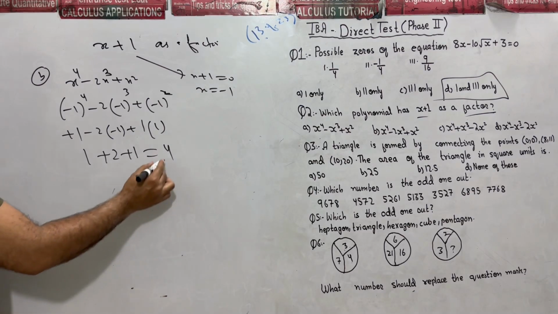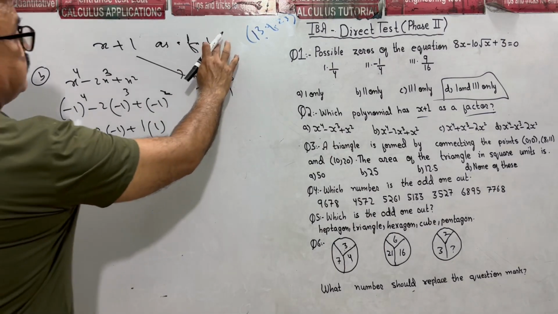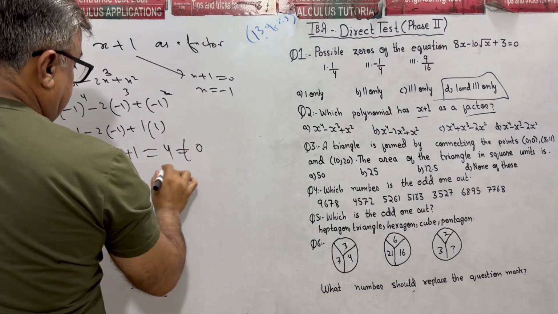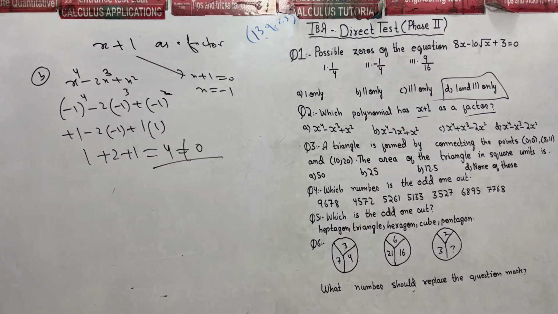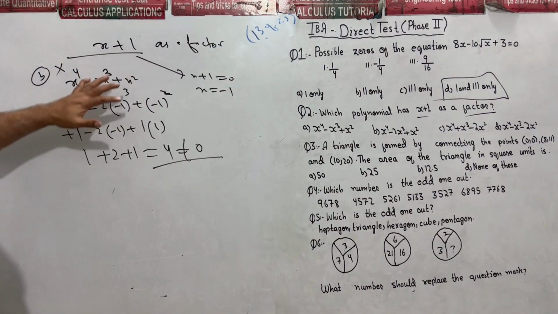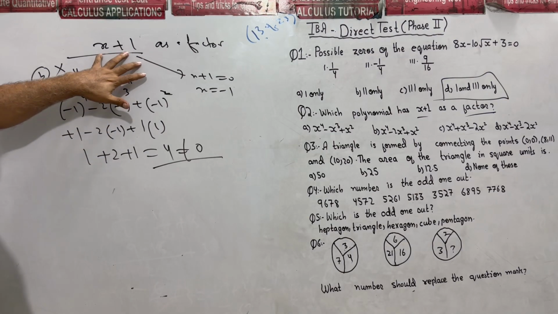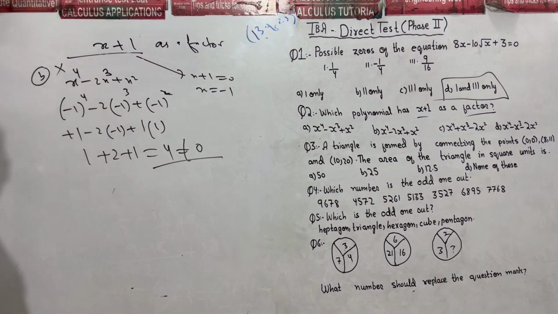It's again 4, which does not equal 0. For a factor root to satisfy divides, it must be 0. So, remainder is not 0 in that case. So, x plus 1 is not a factor of this one. Moving towards question number 3.